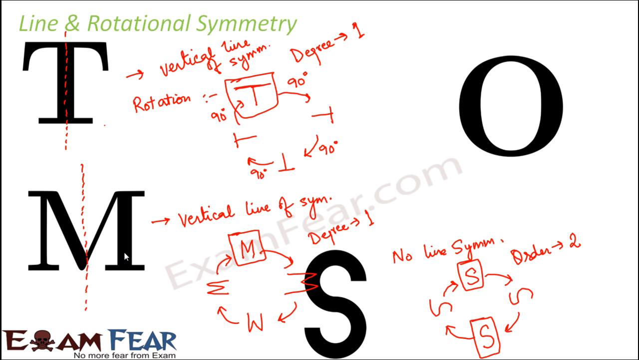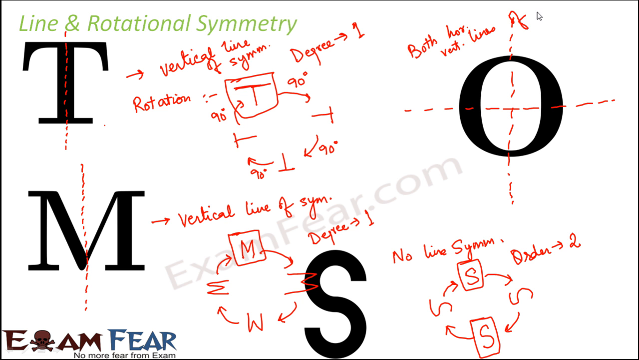Let us look at the letter O. How about O? If you talk about its line symmetry, you see that there exists a vertical line of symmetry. There also exists a horizontal line of symmetry. So it has both horizontal and vertical lines of symmetry.